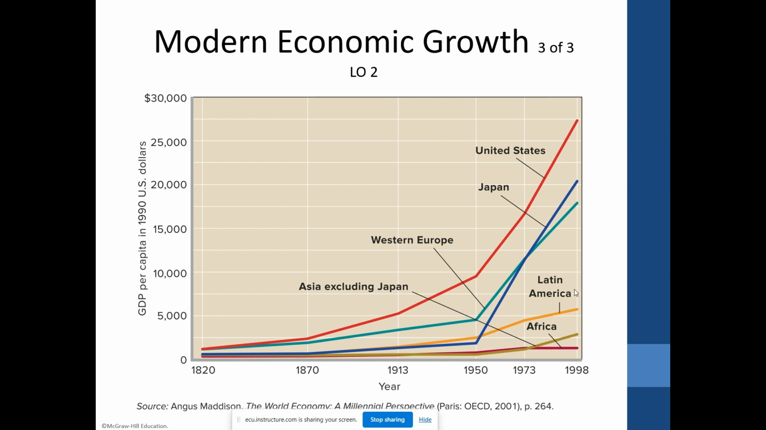This graph illustrates the large differences in the standards of living across nations. Before modern economic growth, the standards of living were much more equal. But with nations experiencing modern economic growth at different times, the standards of living vary greatly.